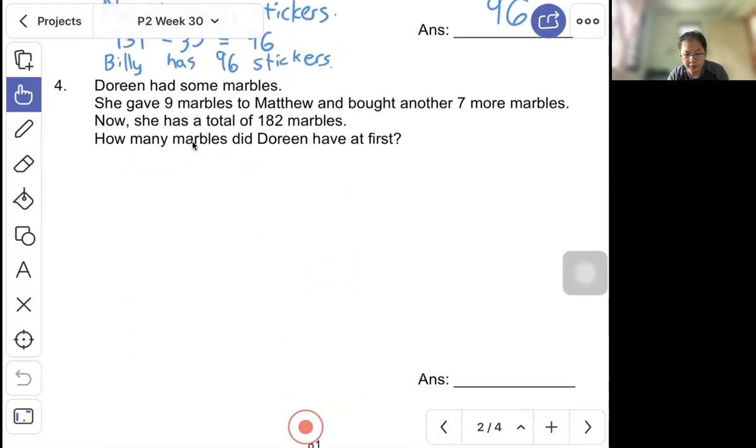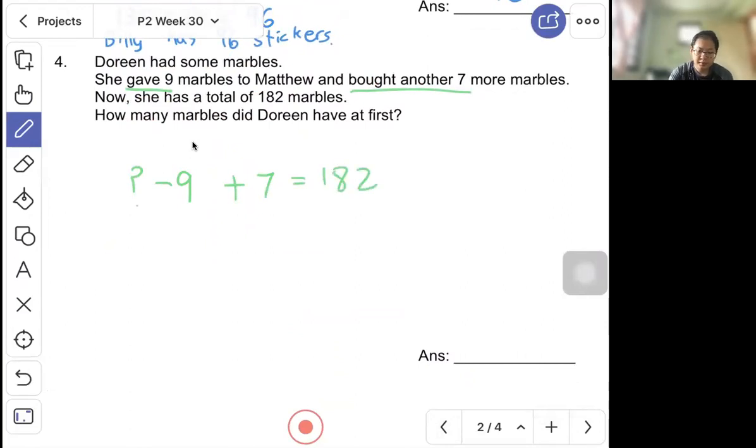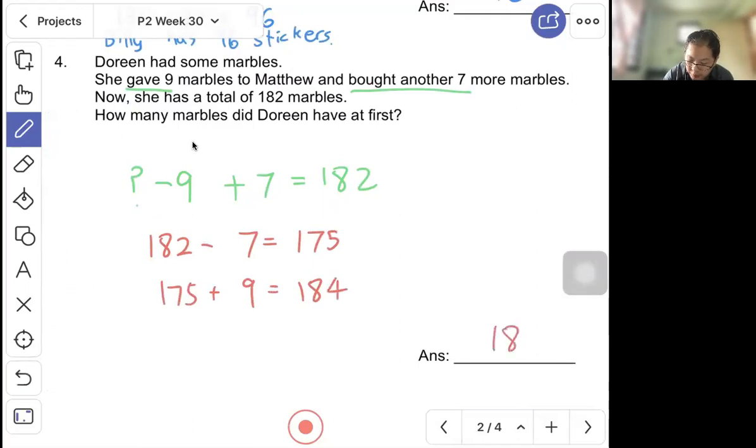Question 4. Doreen had some marbles. She gave 9 marbles to Matthew and bought another 7 marbles. Now she has a total of 182 marbles. How many marbles did Doreen have at first? So for this question, it's working backwards. She has some marbles, which we don't know. She gave 9, minus 9, she bought 7, plus 7 and became 182. So we work backwards. 182, instead of plus you minus 7, instead of minus you plus 9. So the answer is 184 marbles.